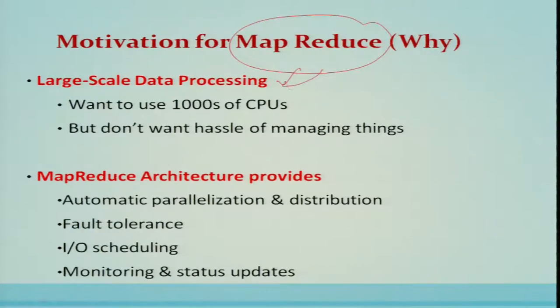So we are going to see that programming environment, which is called MapReduce, used for large scale data processing. Here the programs are quite simple, but the data is very large. That becomes a challenge: how can such a large computation be done? The MapReduce architecture provides automatic parallelization and distribution of large data sets. It also ensures fault tolerance, because nodes can fail at any point of time. I/O scheduling, monitoring and status updates are also handled by that architecture.